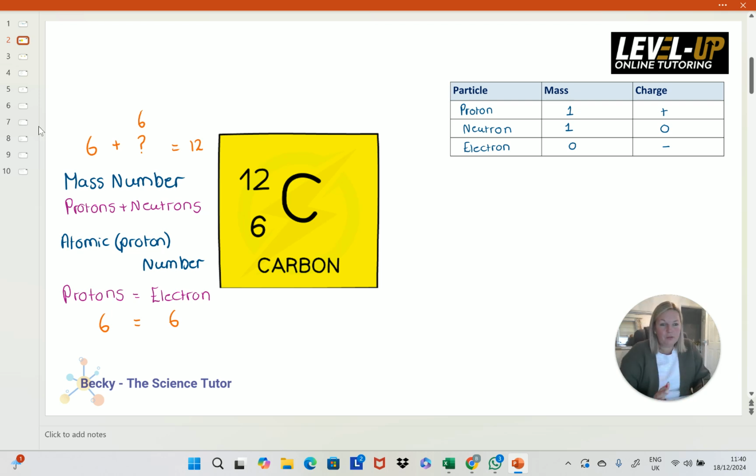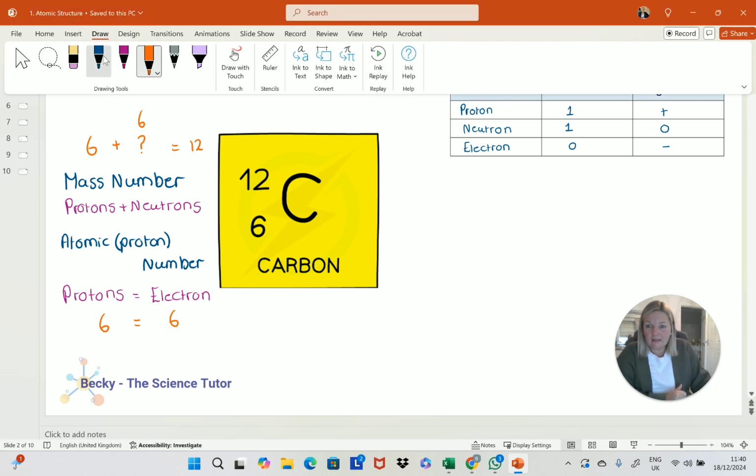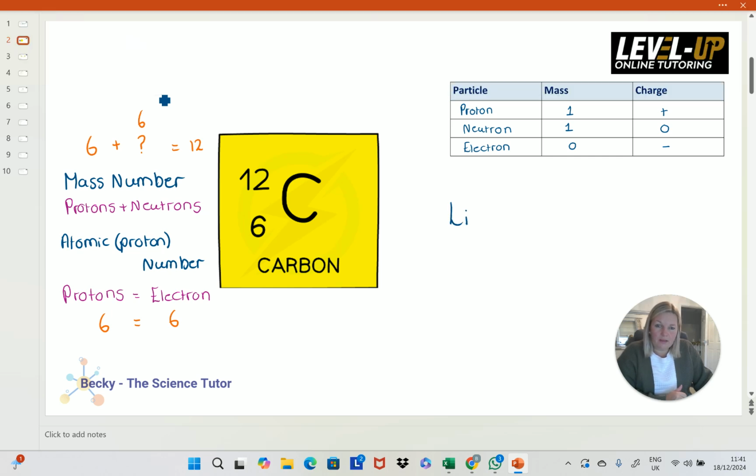Now don't let that fool you, it's not always the same. There are lots of examples where they do have the same number of protons, neutrons and electrons, but it's not always the case. If I very quickly just show you lithium, for example. So lithium's mass number is 7, its proton number is 3, therefore it has 3 protons, and the same number of electrons. However, the neutrons, we've got 7 minus the 3, so it has 4 neutrons. So sometimes they do differ. Okay.